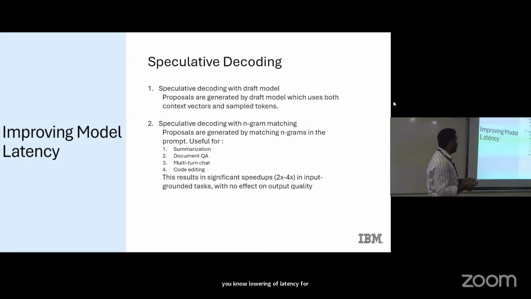The second one is n-gram batching. There are tasks like summarization and document question answering. These are input grounded tasks, where you have a large prompt and you are questioning the model based on the prompt that you provided. The idea is that whatever the model generates, you just do a string matching, and if it matches with what the prompt has, you use that data. Here also you can see a significant speed up, but this is only useful for input grounded tasks.